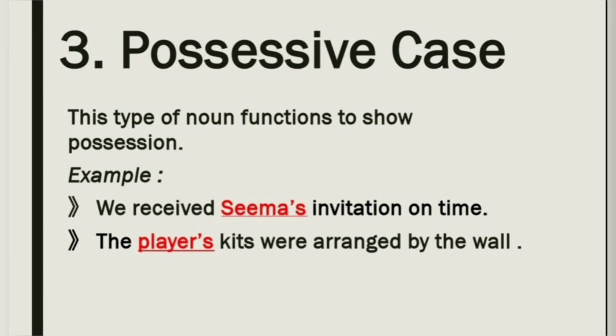If you haven't checked out the video on possessive noun, you can see it using the link of this playlist, Nouns in English Language, on my channel. The next example is, the players' kits were arranged by the wall.